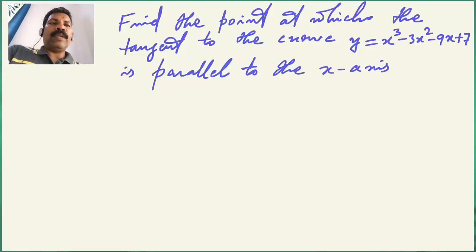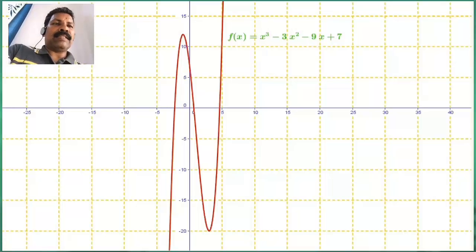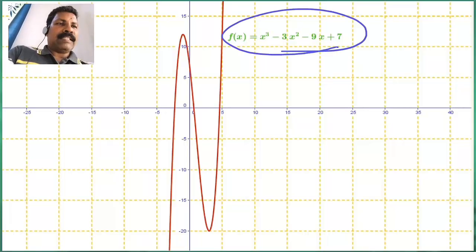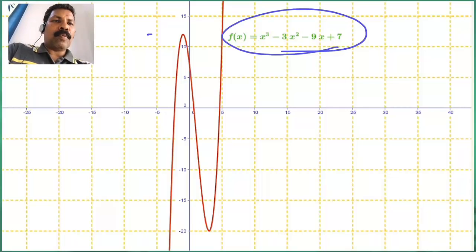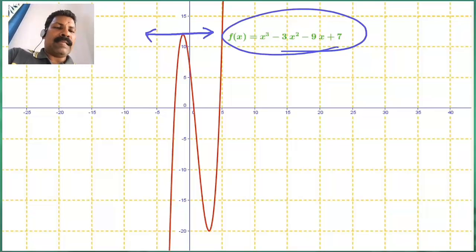Here we have to find the points at which the tangent to the curve is parallel to the x-axis. Means the tangent should be parallel to the x-axis. Now you can see this is the graph of the given function, f(x) = x³ - 3x² - 9x + 7. And here the requirement is that there are points on the curve at which a tangent is parallel to the x-axis like this. Means we have to find this point and this point.